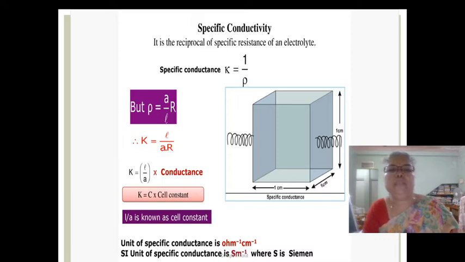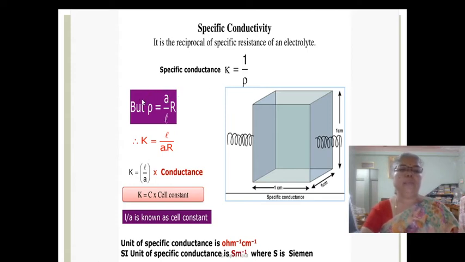Specific conductivity is defined as the reciprocal of the specific resistance of an electrolyte, and it is denoted by the Greek letter kappa. Mathematically, kappa is equal to 1 by rho. Here, this is kappa and it is equal to 1 by rho, where rho means specific resistance.